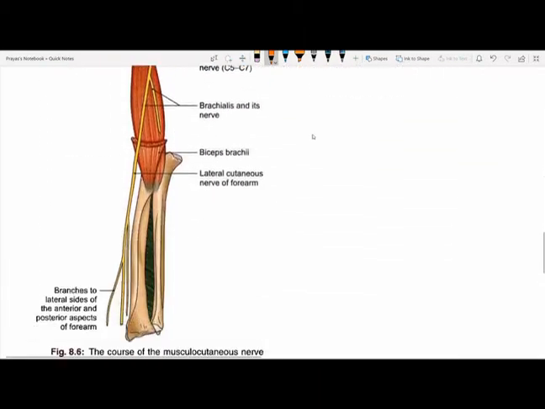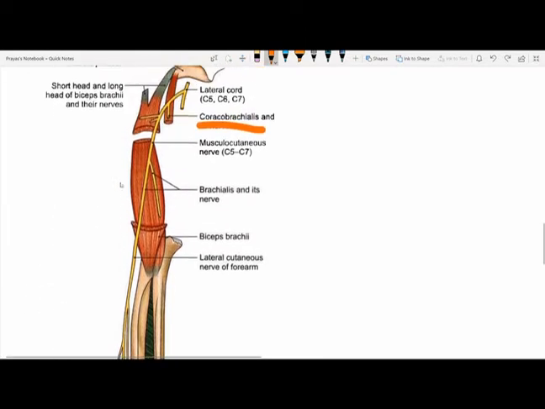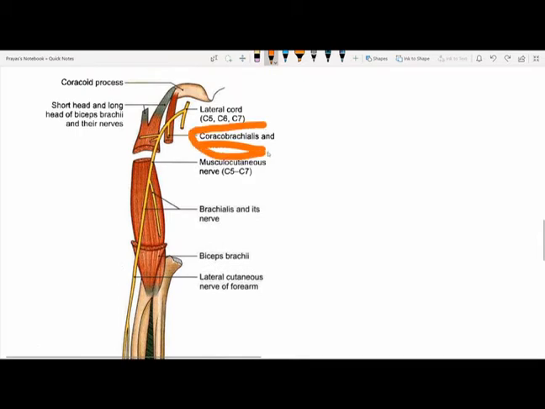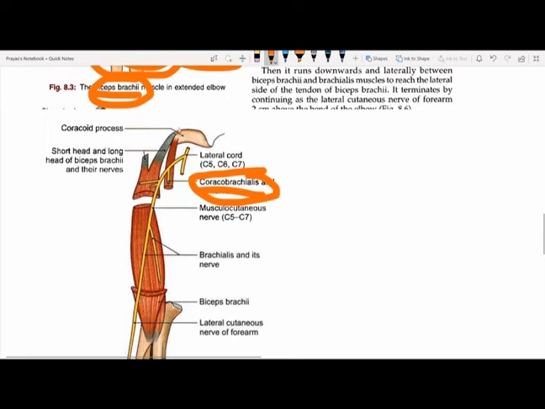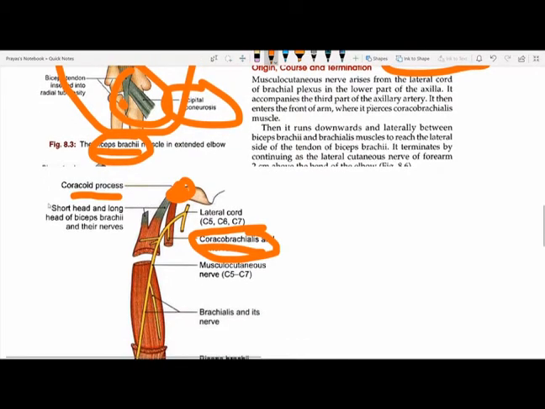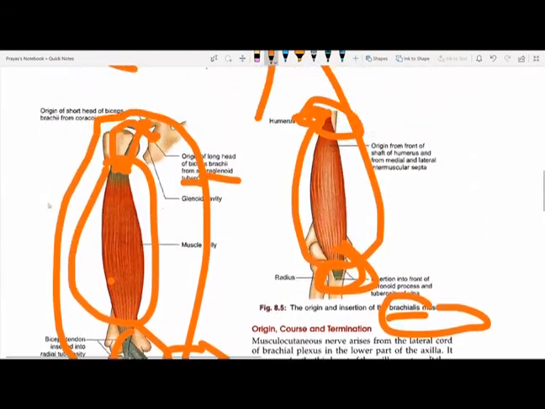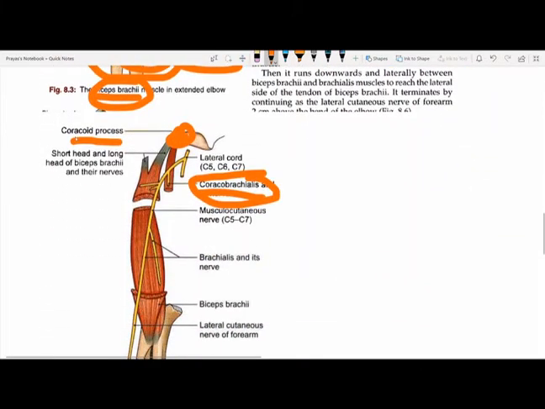And now this one is important, the musculocutaneous nerve. But before we go to this one, let's talk about the third and the last muscle, called the coracobrachialis muscle. This coracobrachialis muscle originates at the acromion process of the shoulder blade, no, not the acromion process, sorry. This is the coracoid process of the shoulder blade.